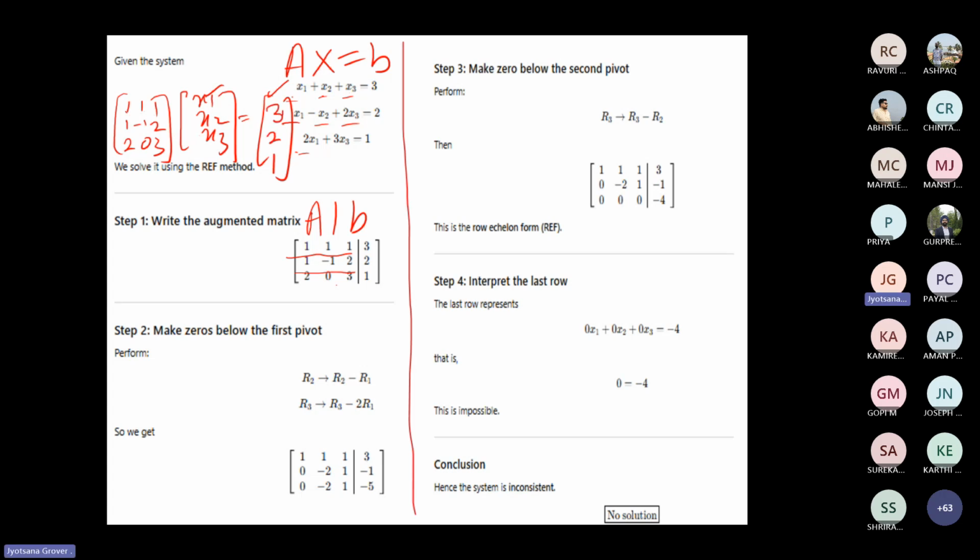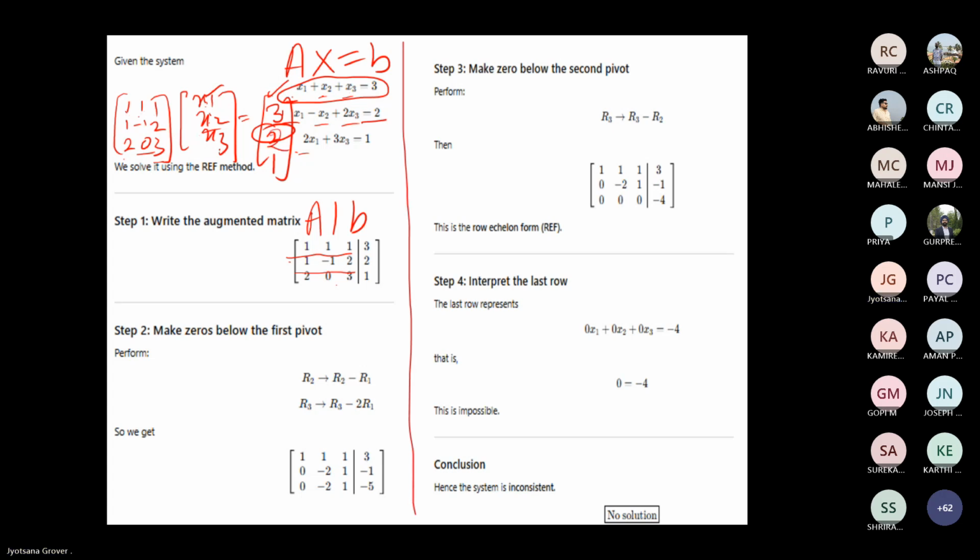So you can multiply like this. 1 into x1 plus 1 into x2 plus 1 into x3 is equal to 3. That is your first equation. The next equation is 1 into x1 minus 1 into x2 plus 2 into x3 is equal to 2. Then 2 into x1 plus 0 into x2 plus 3 into x3. You are just doing matrix multiplication.